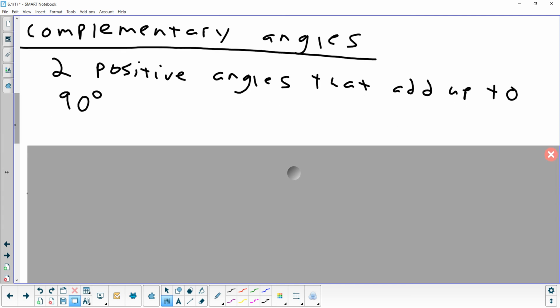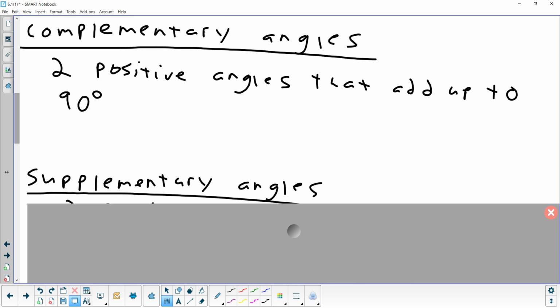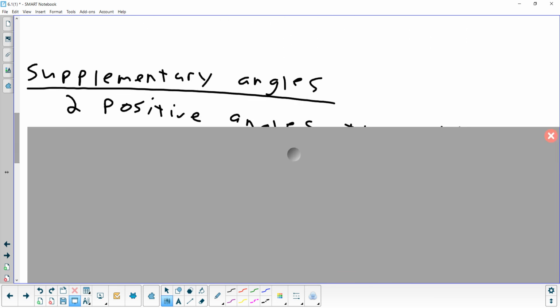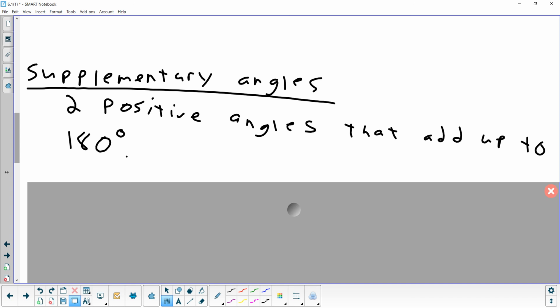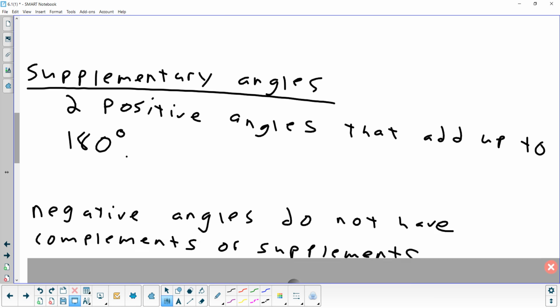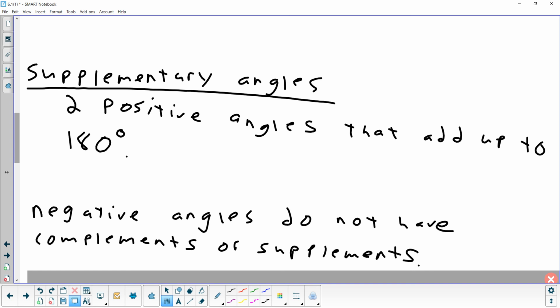What's the other pair that we usually study with complementary? Michael? Supplementary. And what is that? The two angles add up to 180 degrees. Yep. Again, two positive angles that add up to 180. So negative 10 and 190, no, that's not a positive angle. So negative angles do not have complements or supplements. So if you're asked to find the complement or supplement of a negative angle, it's undefined. There is no answer.